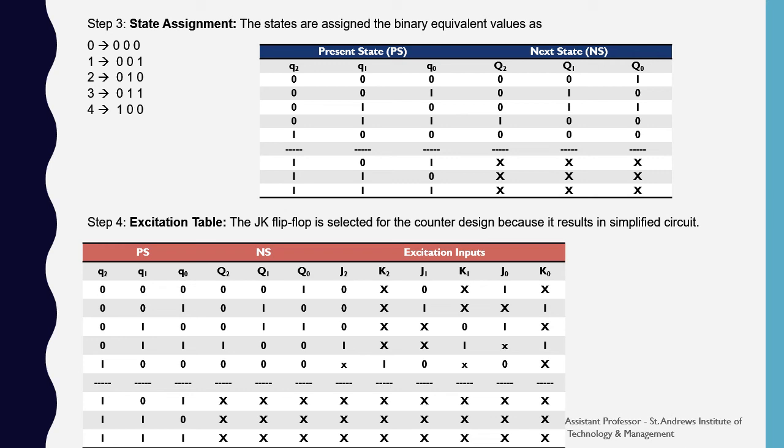In step 4, we have chosen the J and K flip-flop because it is easy to design the circuit. We have created an excitation table for the J and K flip-flop corresponding to the present and the next state outputs. Similarly, we get the J and K corresponding inputs from this excitation table. We have chosen the X mark or the don't care condition for this.